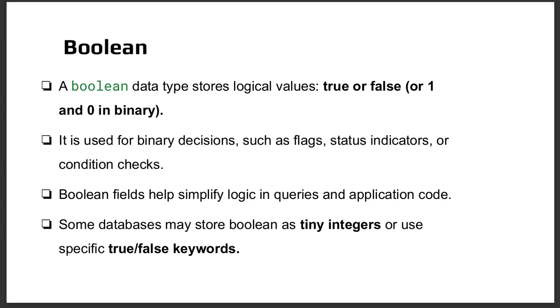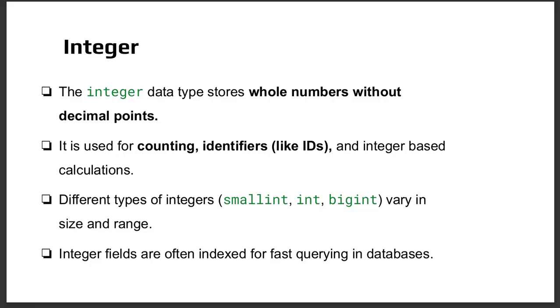We can use our Boolean data types for queries that will return either a yes or no or true or false value. Integer is a data type that stores whole numbers without decimal points. We use the integer data type for counting and identifiers, commonly used for IDs that we create primary keys within our database tables. Integers can be used in mathematical calculations with other integer values. We also can identify different types of integers based on their size and range within an array.